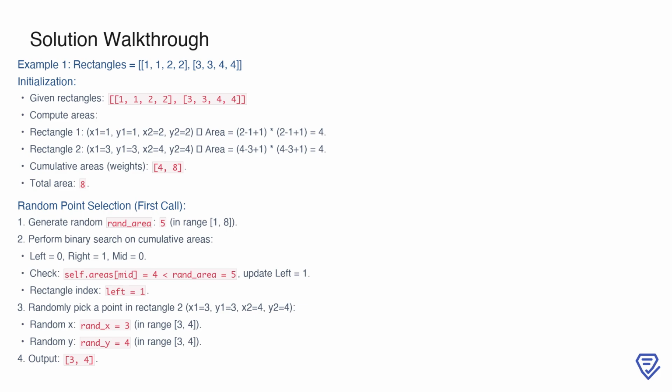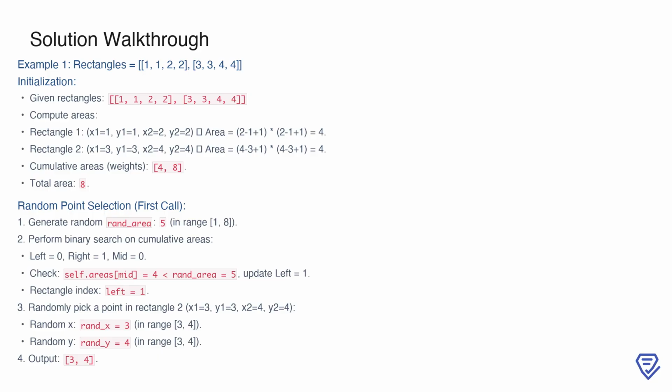Here, we are given two rectangles, the first with coordinates 1, 1, 2, 2, and the second with coordinates 3, 3, 4, 4. To begin, we calculate the area of each rectangle. For the first rectangle, the width is 2 - 1 + 1, and the height is also 2 - 1 + 1, so the area becomes 4. Similarly, for the second rectangle, the width is 4 - 3 + 1, and the height is 4 - 3 + 1, resulting in an area of 4 as well. Next, we compute the cumulative areas, which will serve as weights for selecting rectangles. The cumulative areas become 4, 8, and the total area across all rectangles is 8.